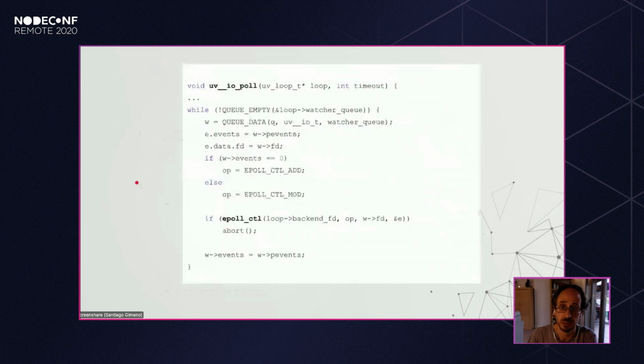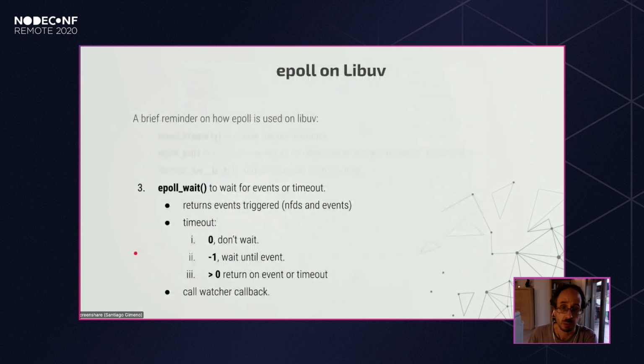For example, in the uv__io_poll method, the file descriptors from the watchers are added or modified to track specific events. Finally, epoll_wait is used to wait for events or return in case of timeout. The timeout argument is important, as we depend on it, among other things, for the timer implementation to work. It can be used in the following ways.